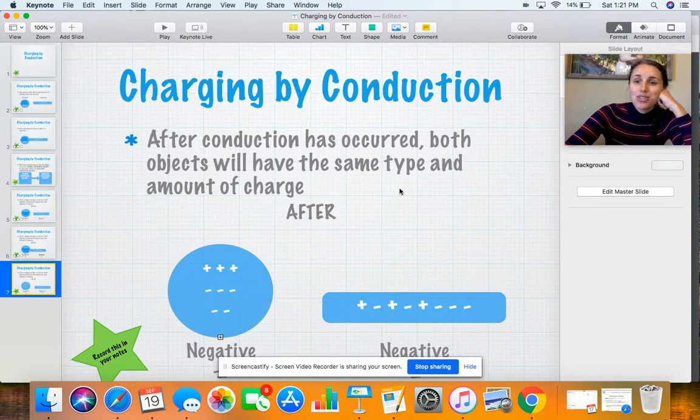And that's it. That's how charging by conduction works. So next up, we're going to take a look at our last type of charging, and that's going to be charging by induction.